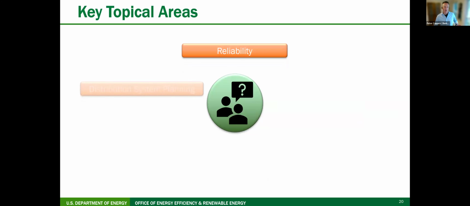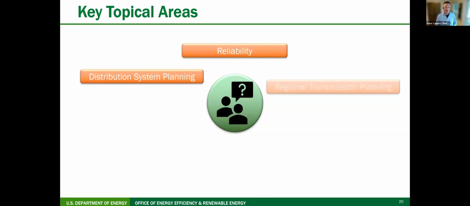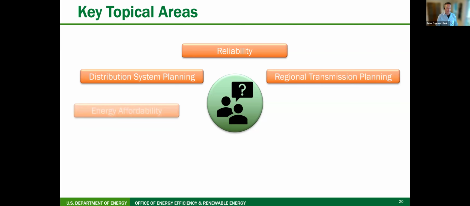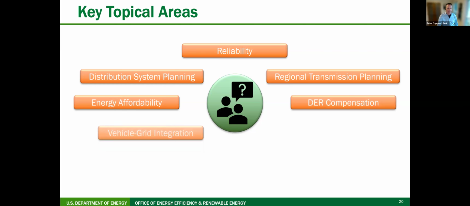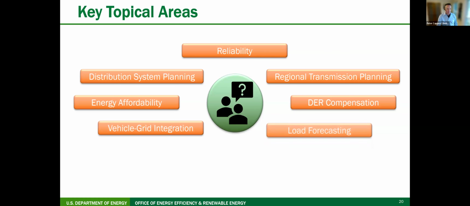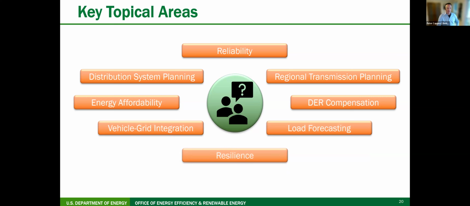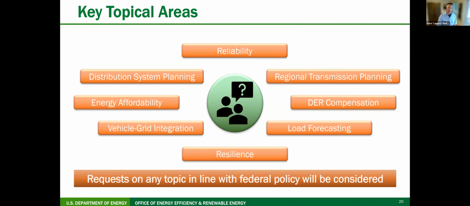Now, hopefully by now, you can see that this TA program can support a wide array of requests. Although the Department of Energy has identified a handful of high priority topics listed here, the program will consider requests on any topic, which are in line with federal policy. So please don't let this list limit your interest in seeking support from this program.